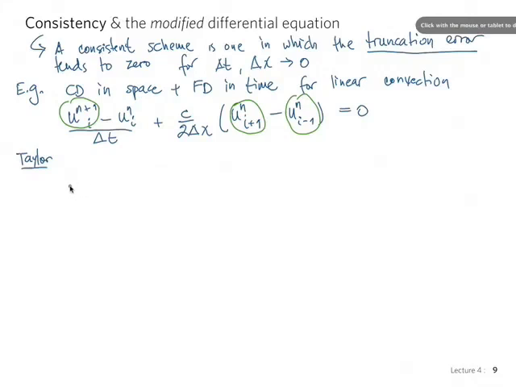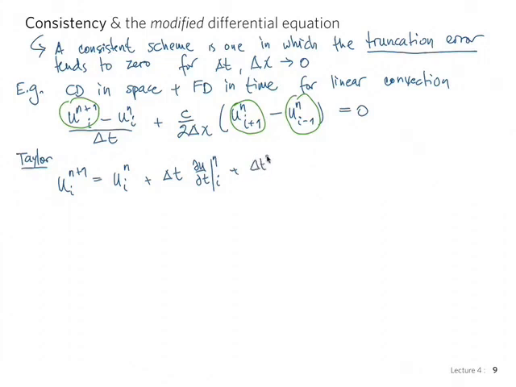Okay? So first we have u_i^{n+1} is equal to u_i^n plus delta t, we're looking at the time, times the partial derivative of u with respect to time at points n and i, then we have our term delta t squared over 2, second derivative of u with respect to time at n, i, plus delta t cubed divided by 6, third derivative, plus higher order terms.